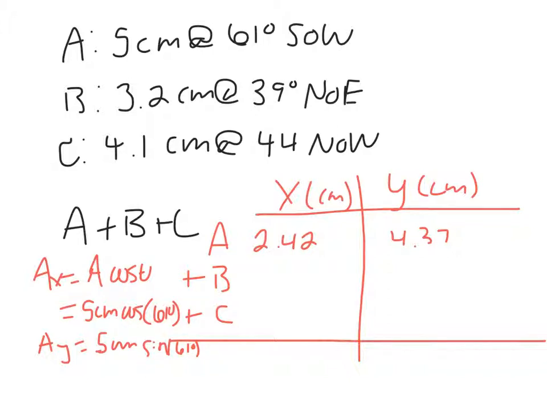Now we have to look at signs. South of west is in the third quadrant. So that means both my x and y values are negative. That's something that we have to put in. A calculator won't tell us. Let's now get the x and y components for B and C.